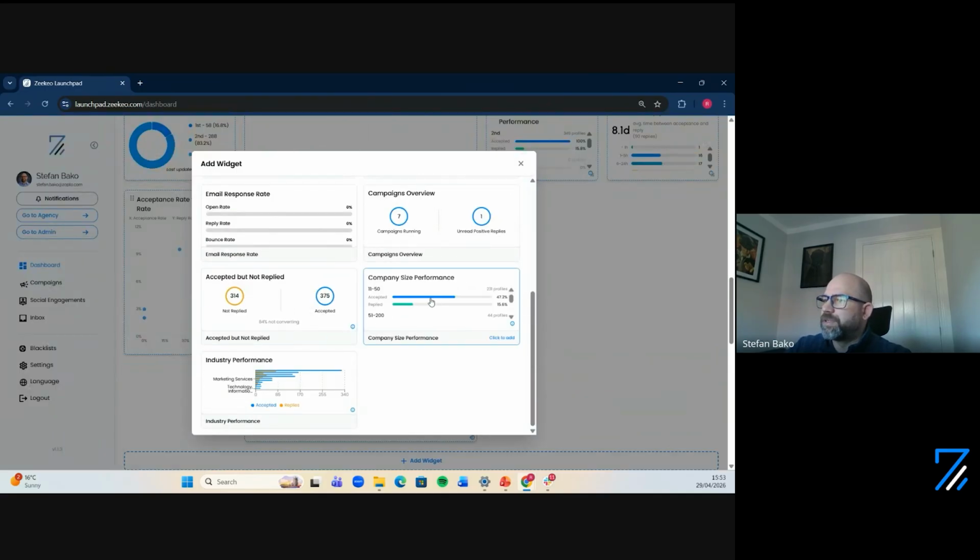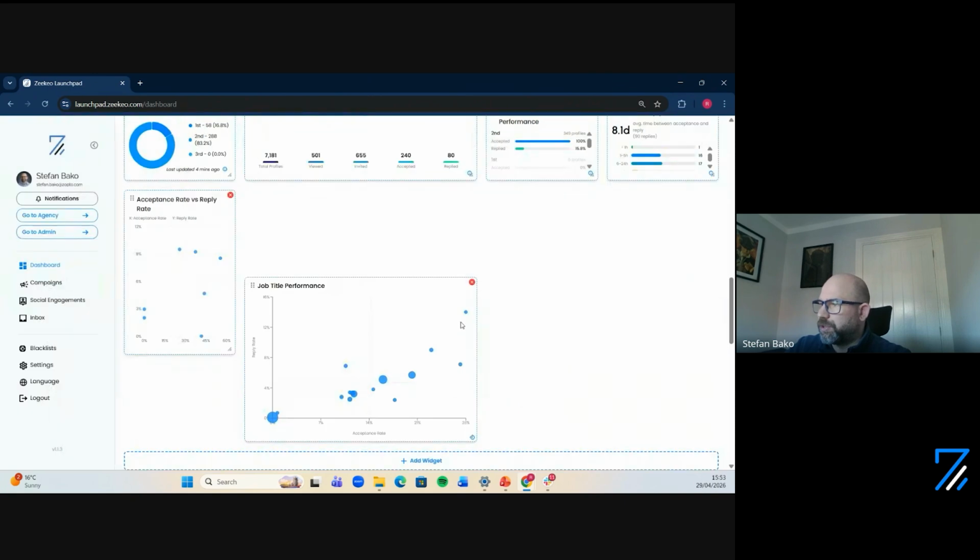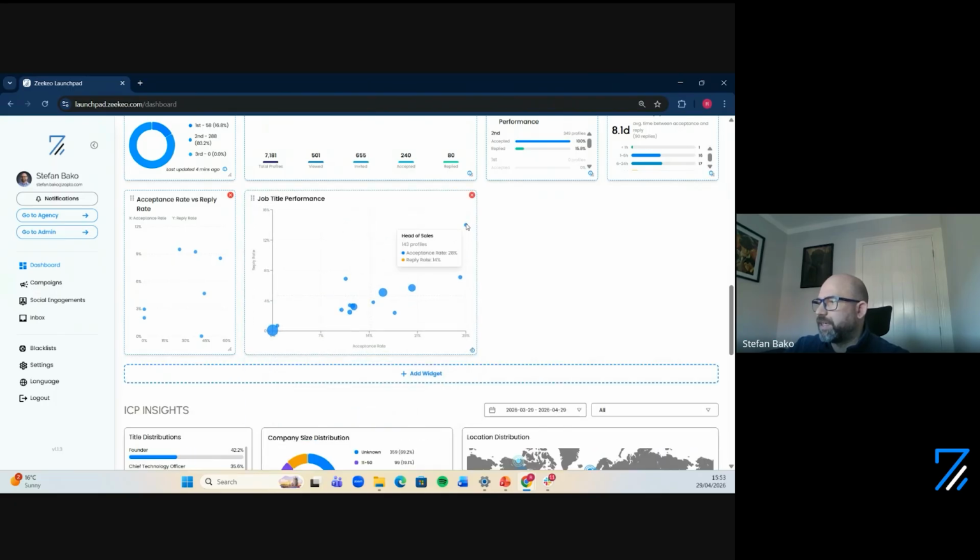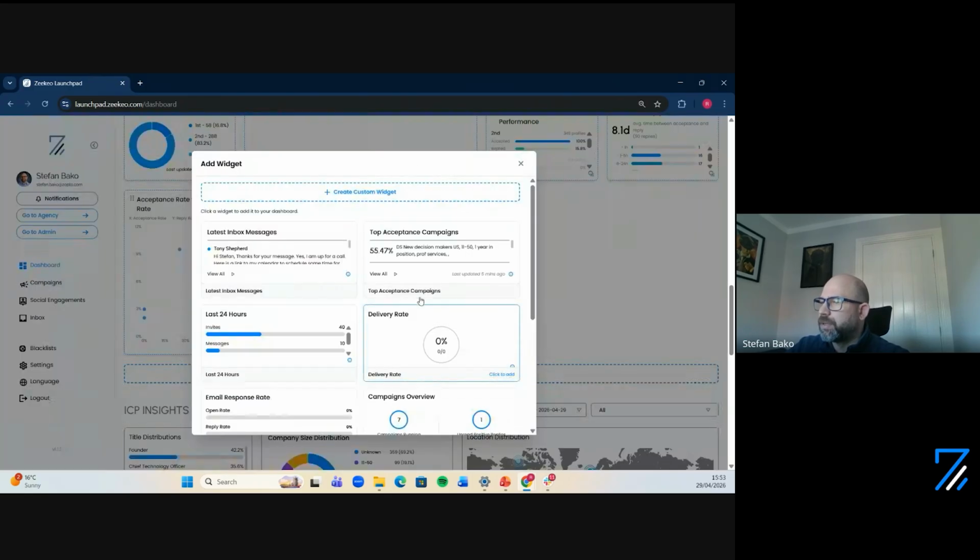And the same with job title distribution. You can see here in the job title performance that the sales titles have the highest acceptance rate and the highest reply rate. So this is a head of sales. We have managing directors, co-founders. So it shows exactly which are the ones that perform better in a quick picture.